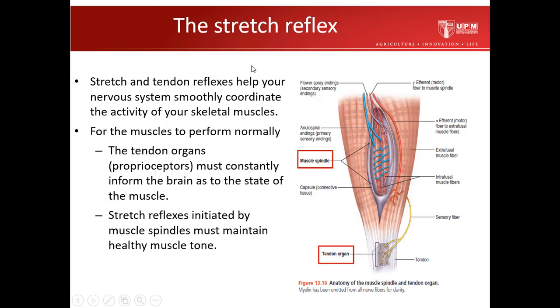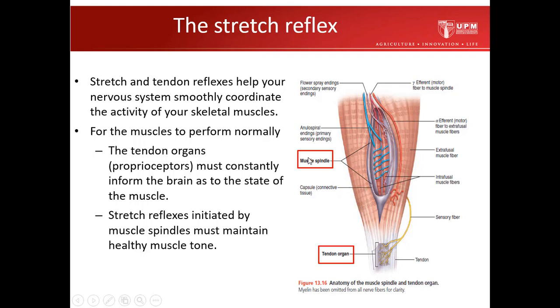Now we're going to see the stretch reflex. The stretch reflex is an example of a monosynaptic reflex. The stretch reflex helps our nervous system to smoothly coordinate the activity of the skeletal muscle. This picture shows you the anatomy of the muscle spindle and also the tendon organ.